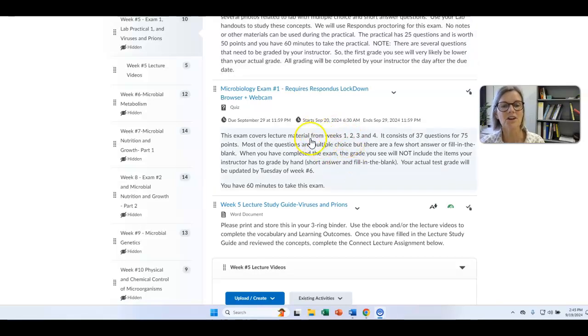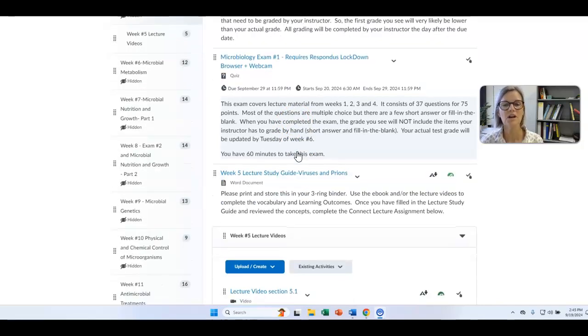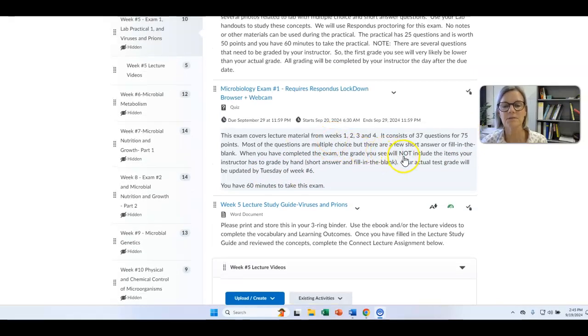Exam number 1 is on the lecture study guides from weeks 1, 2, 3, and 4. It has 37 questions, 75 points, and most are multiple choice, but there are a couple that have short answers or fill in the blank. It looks like I have to fix something here, but that's different for a different semester. I didn't notice that. You have 60 minutes to take the exam, so you have plenty of time for your 37 questions. So study the weeks 1, 2, 3, 4 study guides. Go over your vocabulary and your learning outcomes. I write the test from those lecture study guides. If there's information in the textbook that's not in your lecture study guide, I'm not going to ask it.